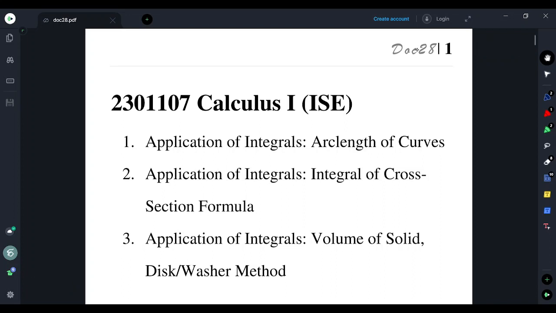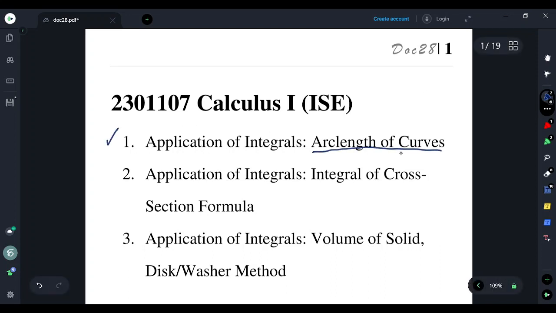So in this video, we are going to discuss further applications of integrals. There will be 3 applications for this video. In the first one, we're going to talk about arc length of curves. And in the second, we're going to talk about integral of volume by integral of cross-section formula. This is about volume. And the third application is volume of solid by disk or washer method.